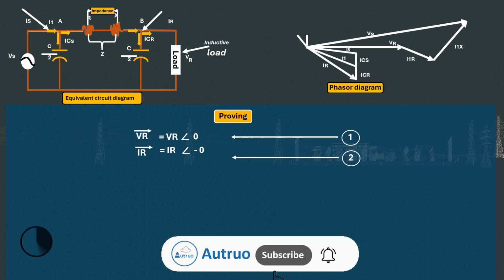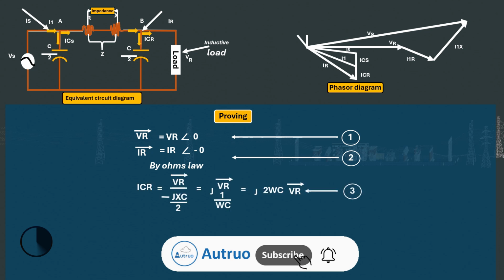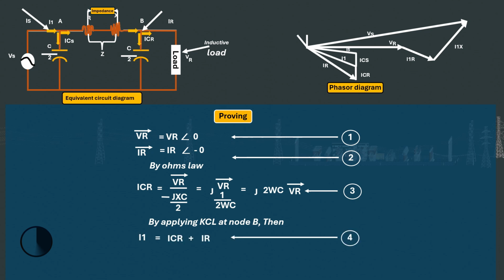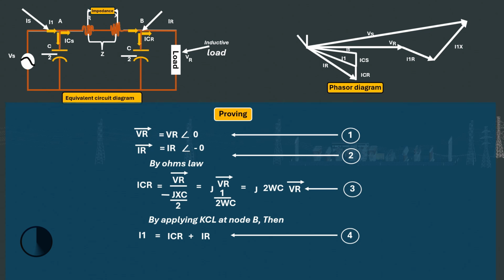Now when we apply Ohm's law at point B, the current flowing through the capacitor at the receiving end, ICR, will equal the receiving end voltage VR all over minus jXC all over 2. This will further be j multiplied by the receiving end voltage VR bar all over 1 over omega C. This will all equal j2 omega C multiplied by the receiving end voltage VR bar, equation 3. Also at node B, when we apply Kirchhoff's current law, the flowing current I1 will equal the current flowing through the capacitor at the receiving end, ICR bar, plus the receiving end current IR bar, equation 4.